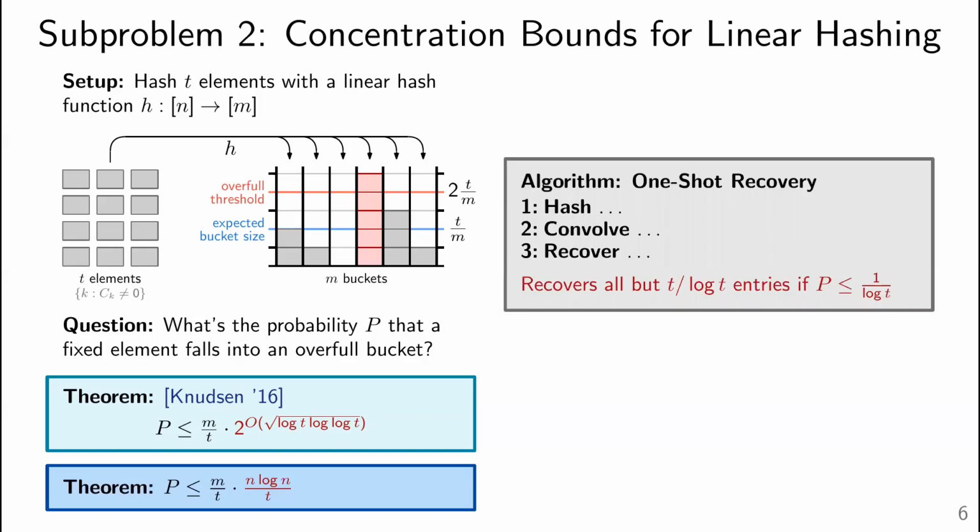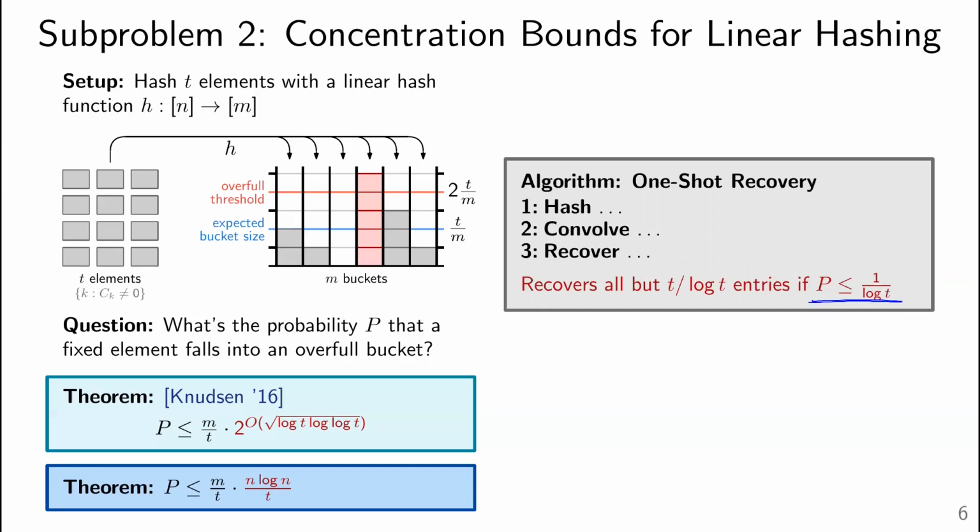The algorithm which I've shown you on the previous slide, the one-shot recovery algorithm, we said that it can recover all but t/log t many entries if we can show that p is at most 1/log t, meaning that only a 1/log t fraction of the elements falls into overfull buckets. So all I have to convince you of is that we can bound p like this.